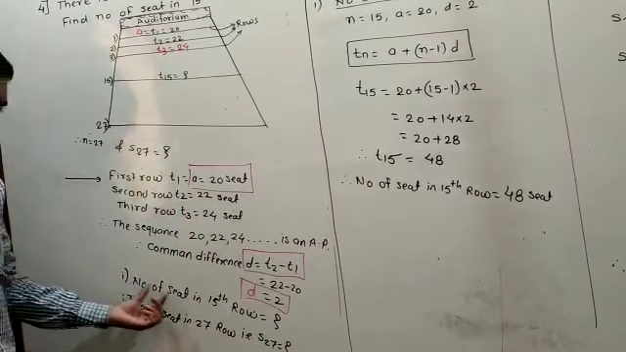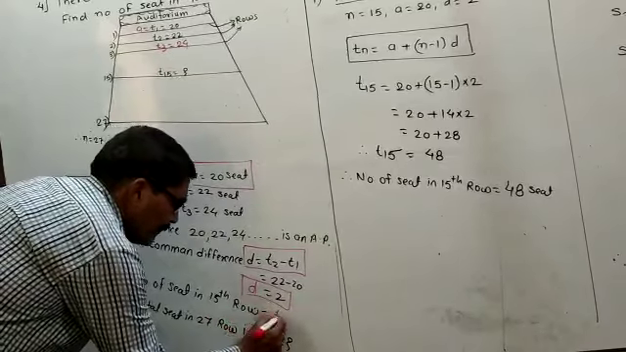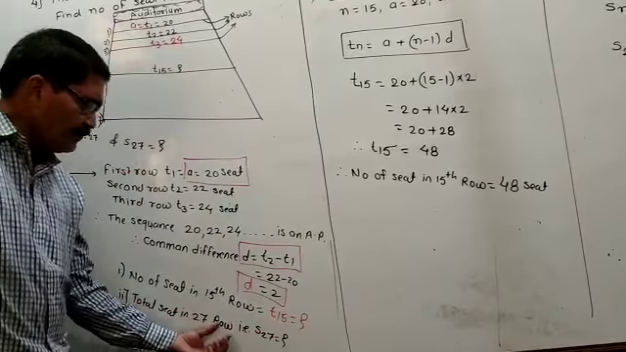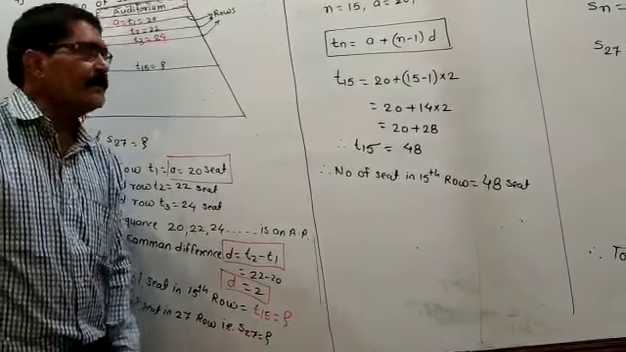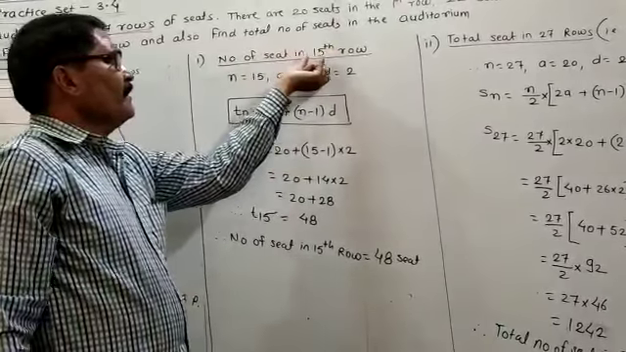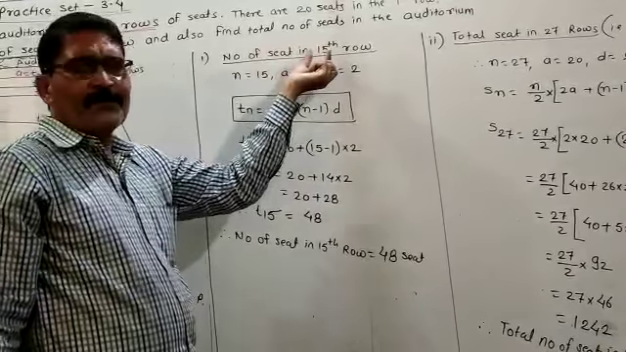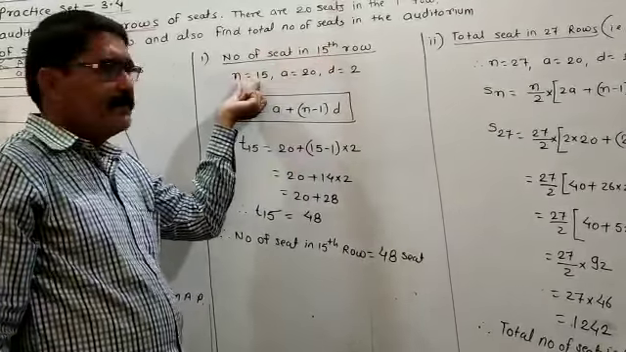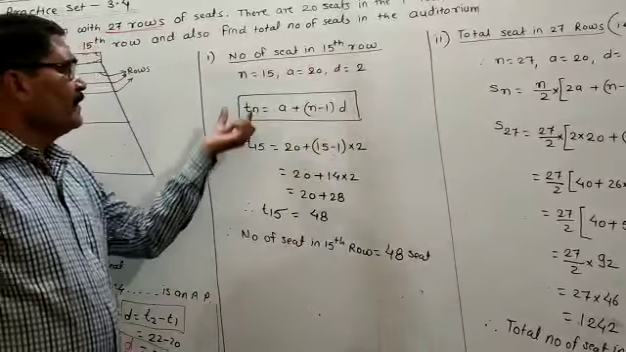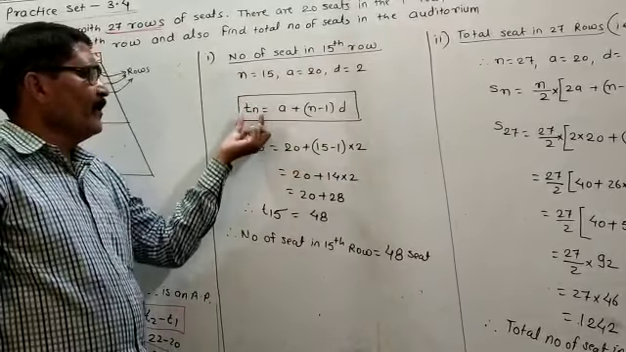Then what do you have to find? The number of seats in the 15th row, which means T15, so T15 is equal to question mark. And the total number of seats in the 27th row, which means S27. For the number of seats in the 15th row, N is equal to 15, A is equal to 20 and D is equal to 2 is given. Then you have to utilize the formula of Tn.